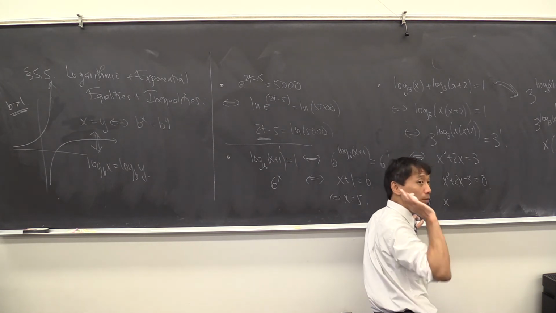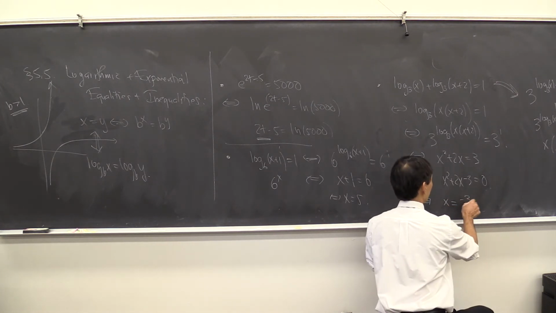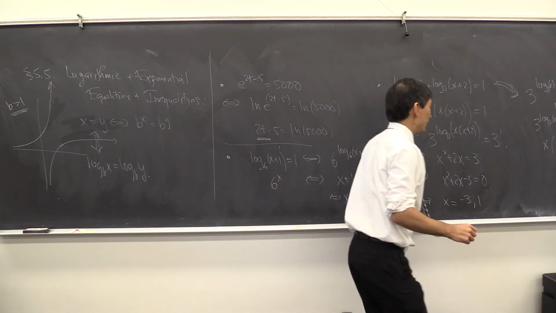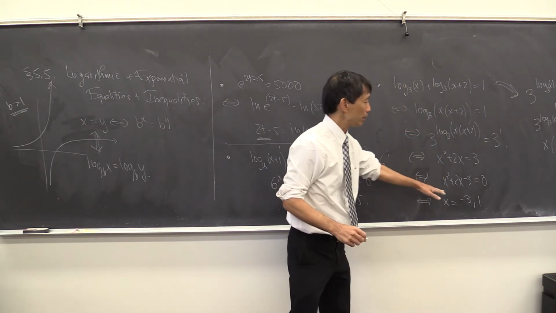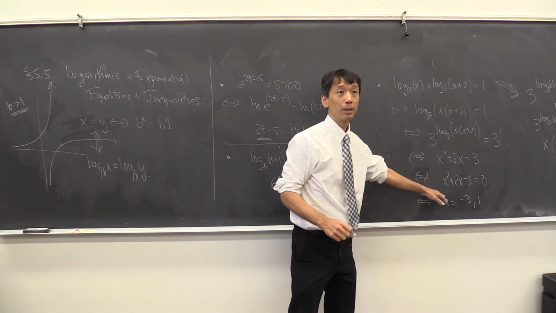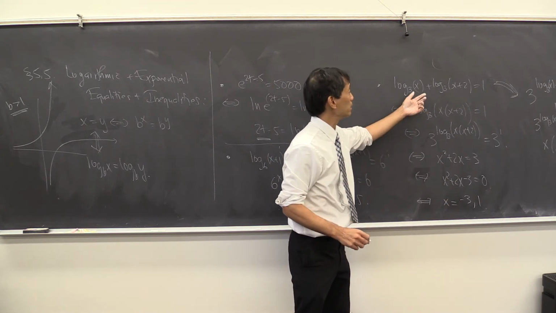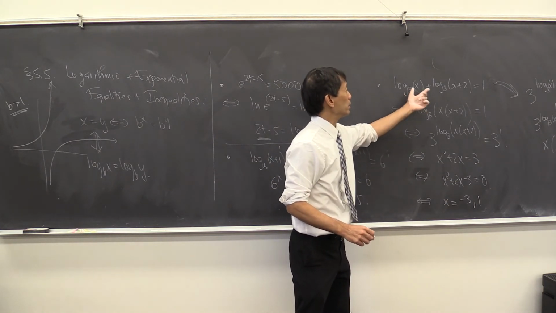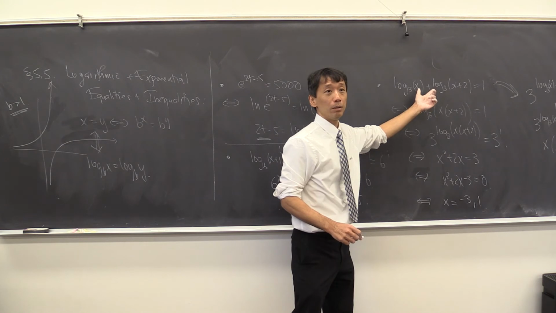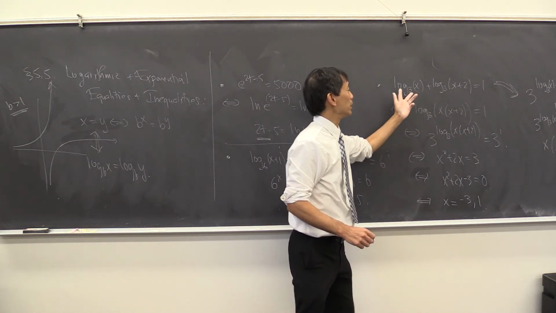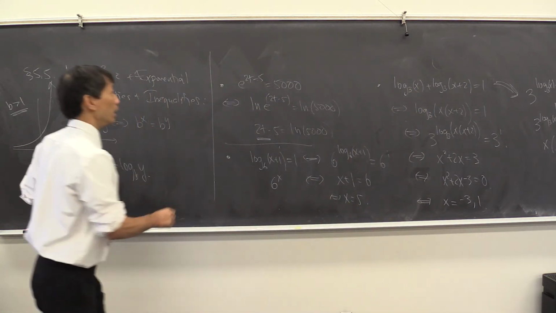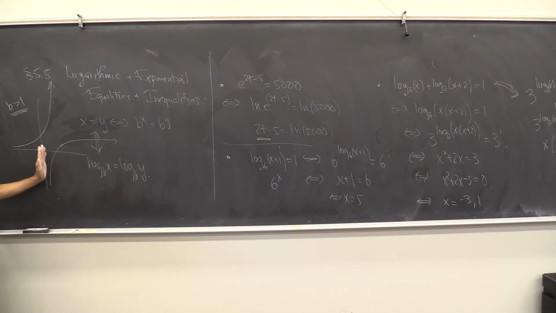What are the solutions? Negative 3 and 1, right? Negative 3 and 1, and then you realize that negative 3 actually doesn't work. Does it satisfy the original equation? No, right? Because remember, the log is only defined on positive numbers, right?